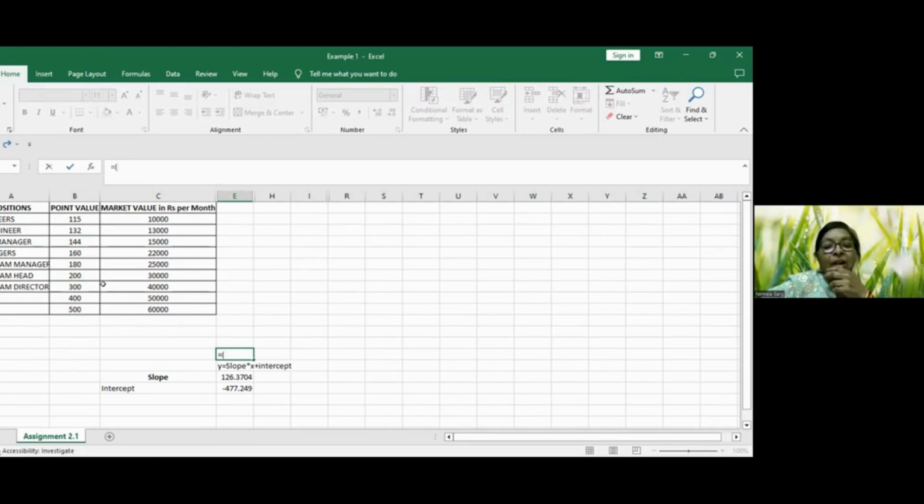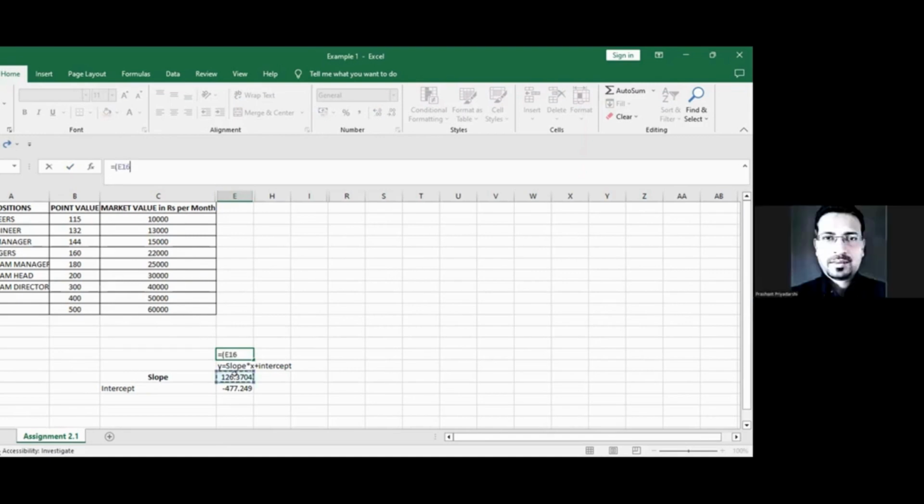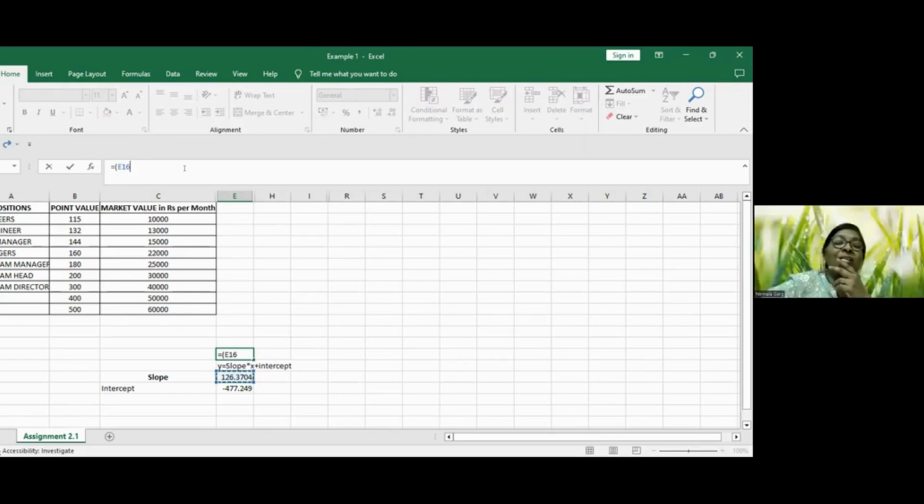Open a bracket. Now put the slope and intercept are constant. So put the slope value. What is the slope value? 126.3. Yeah, you can give 126 point. No, don't put E16. Put your intercept slope value. Okay, slope multiplied by, then you can put your cell here.